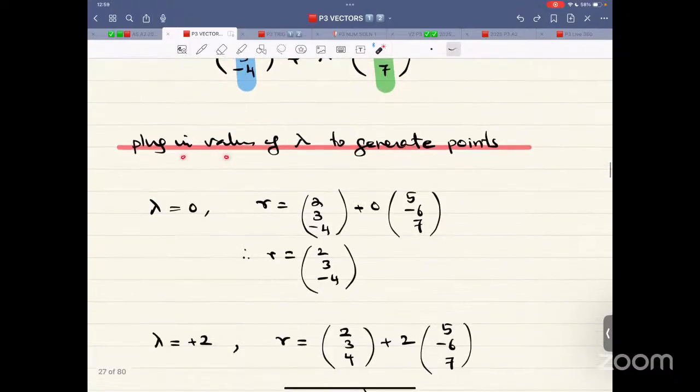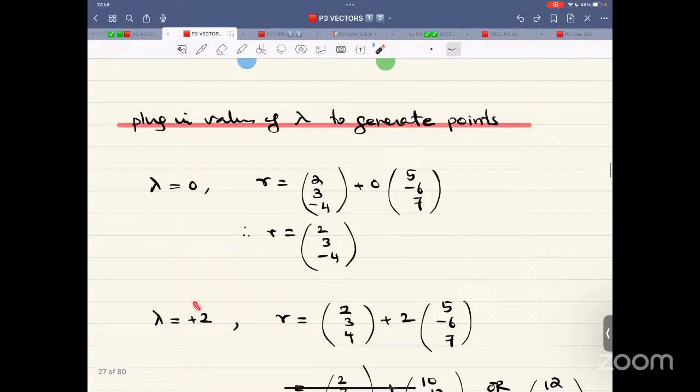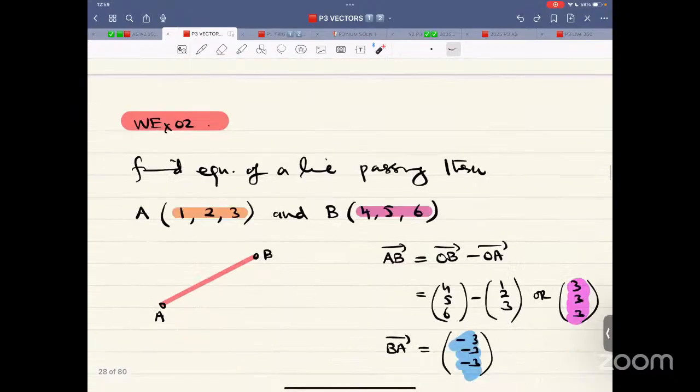Now I'm plugging in values of lambda to generate points. If I plug in value of lambda is 0, I get this point. If I plug in value of lambda is 2, I get another point, and so on.